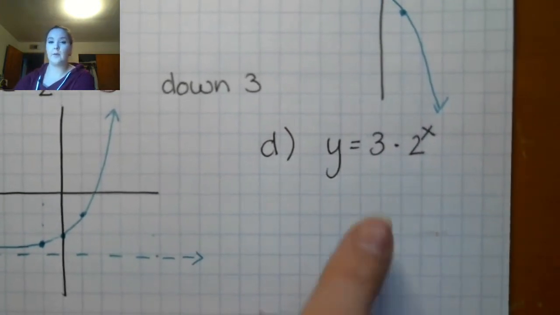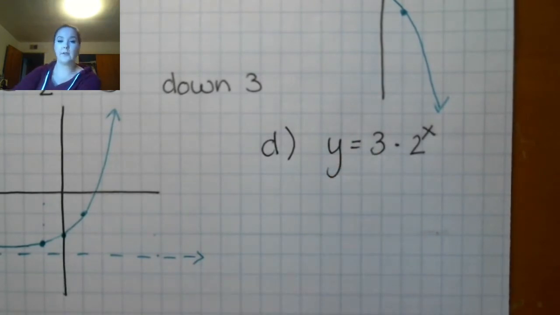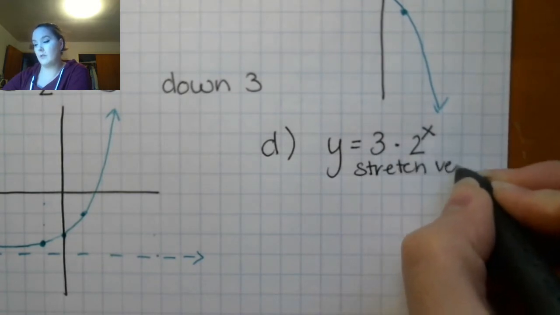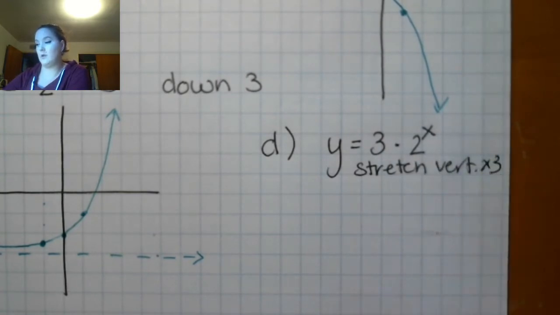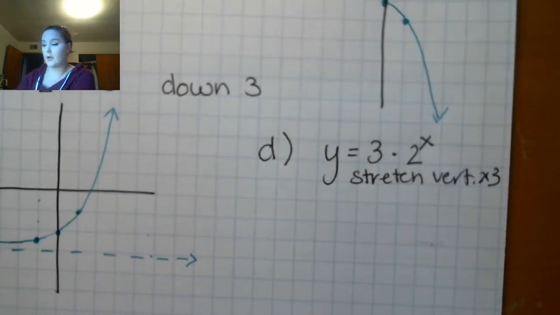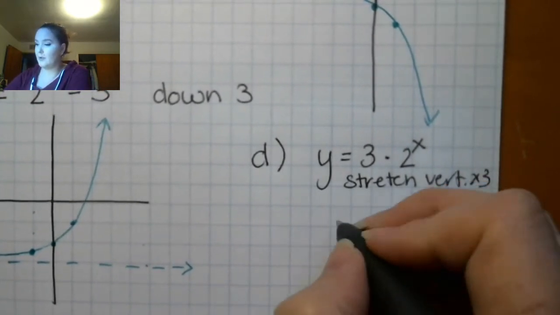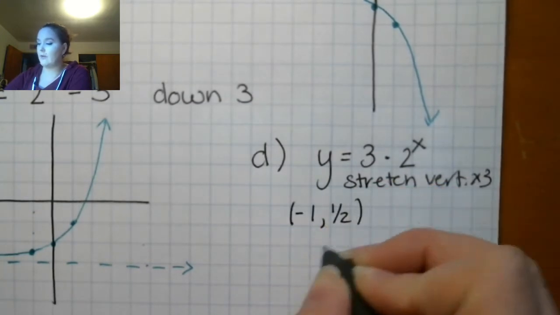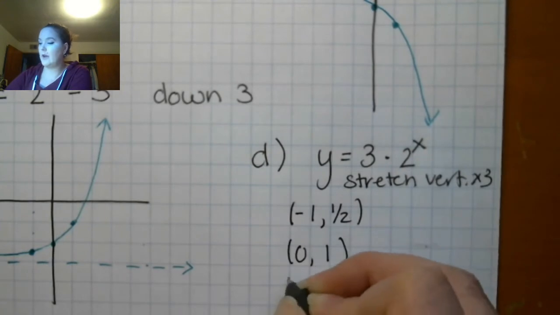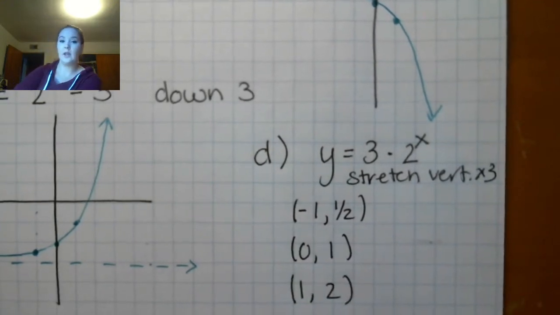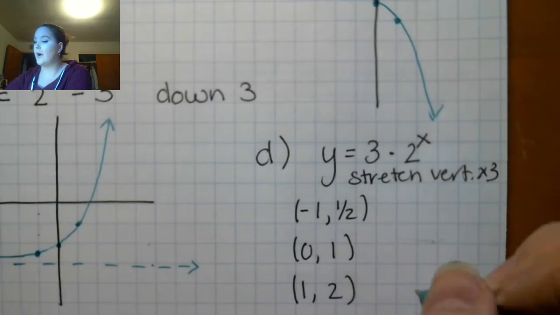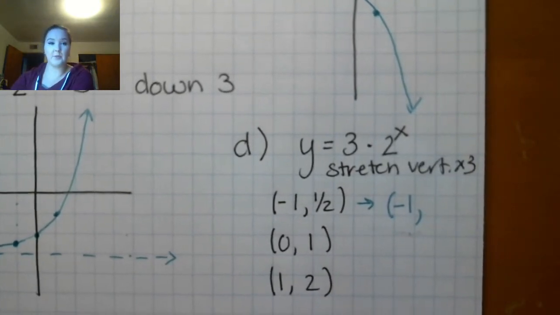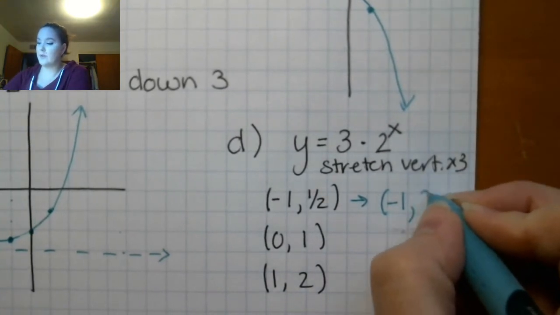Okay, now when we times something by 3 like this, we know that it is going to stretch it vertically times 3. So the y coordinate of all the key points is going to be multiplied by 3. Remember, our original key points were -1, 1/2, 0, 1, and 1, 2. So we're going to multiply all of our y coordinates by 3. So x coordinate is the same, y coordinate gets multiplied by 3. So 1/2 times 3 is 3/2.